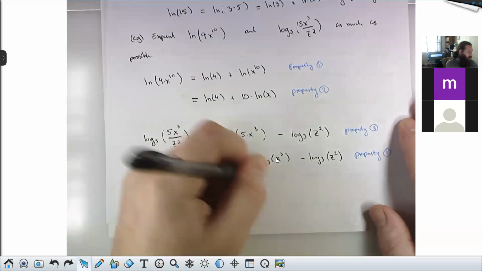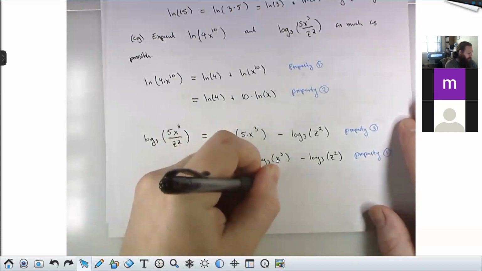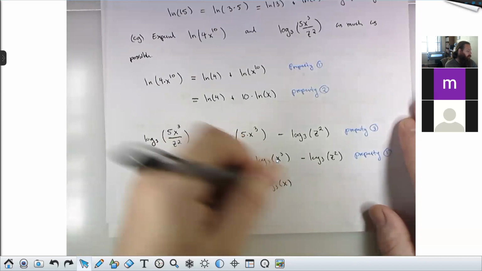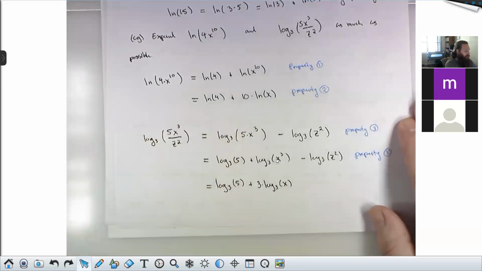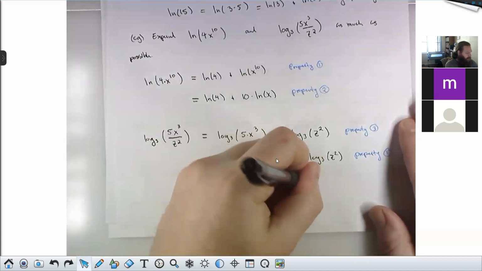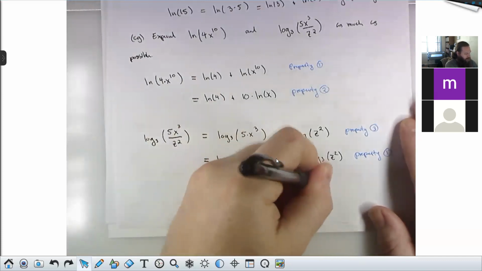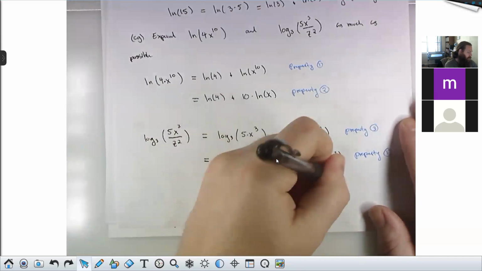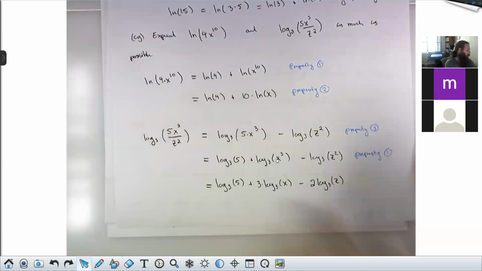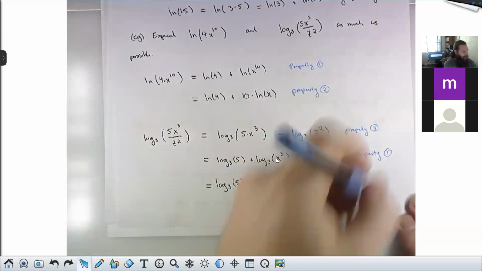But at this stage we can. So that's 3 times the base 3 log of x. This power comes down. And then the same thing over here. I've got this minus still, but then this 2 is going to come down. 2 times the log base 3 of z. And here I'm using property 2.